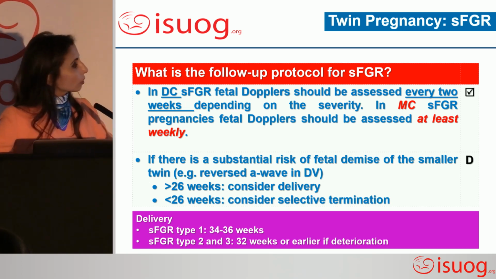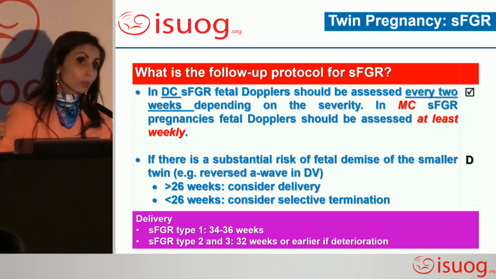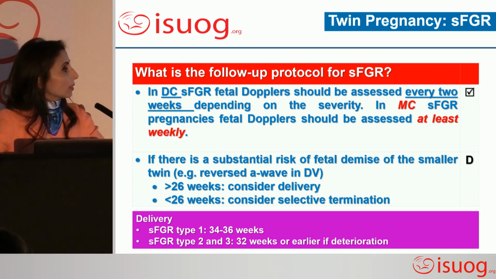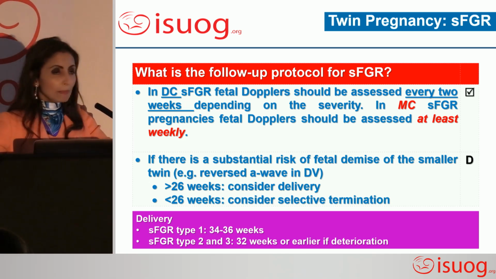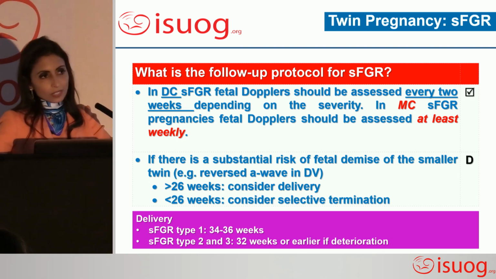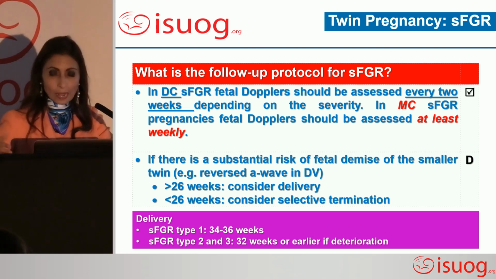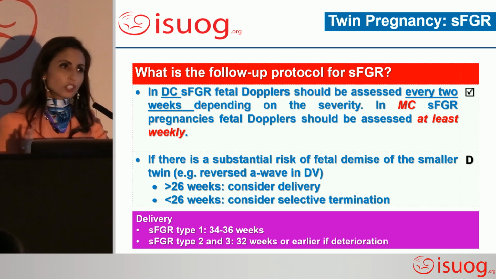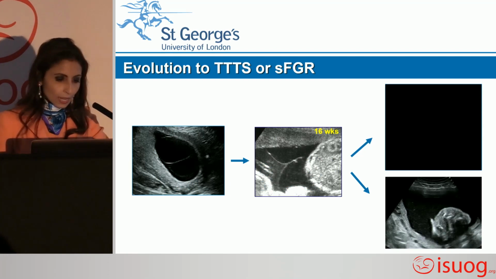When should we deliver these pregnancies? The consensus for type 1, where the prognosis is very good, is usually about 34 to 36 weeks, while for type 2 and type 3, I'd say maximum, most people would bail out at about 32 weeks, but obviously if there are signs of deterioration, perhaps earlier than that. And I'm sure that would create a lot of discussion and debate.